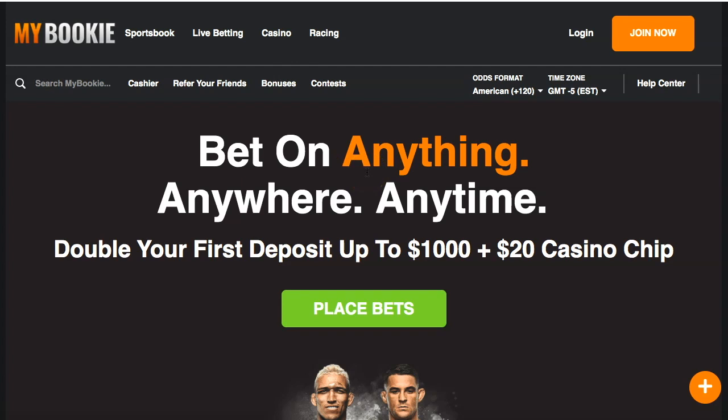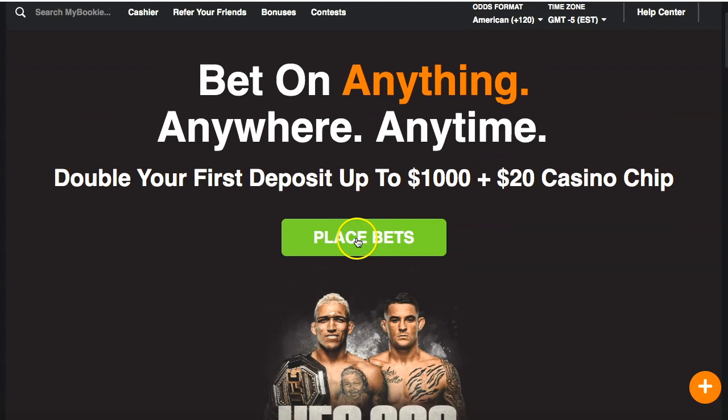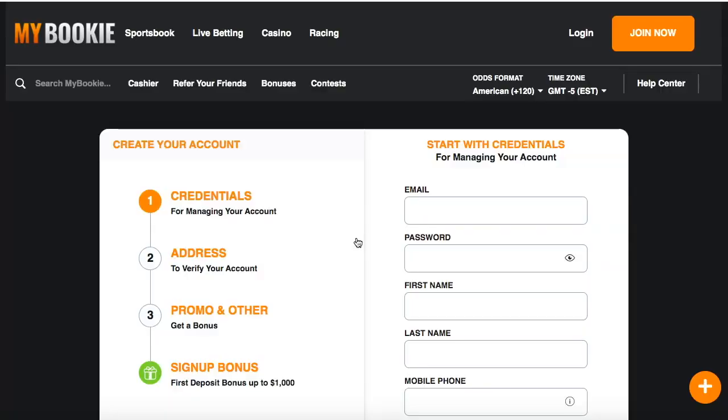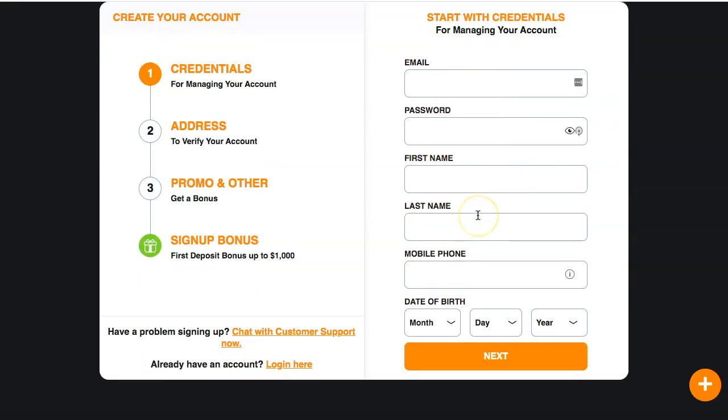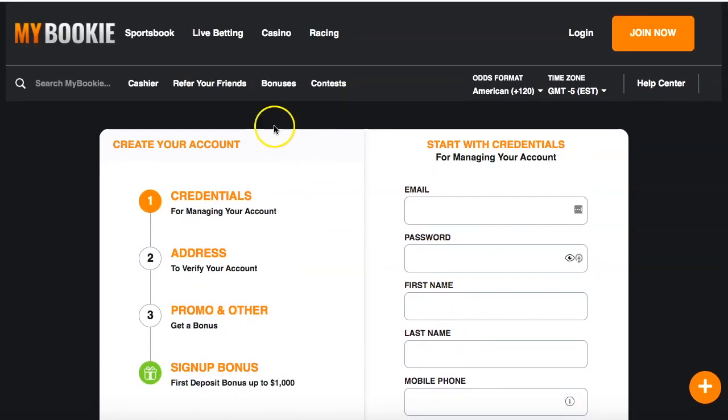So I already have an account, so I'm going to go ahead and give you guys a few examples on how easy it is to place a sports bet on MyBookie. So here I am on MyBookie. I'm going to go to place bets, and I already have an account, so I'm not going to go through this process. It's going to tell you to quickly join. It takes just a few minutes.